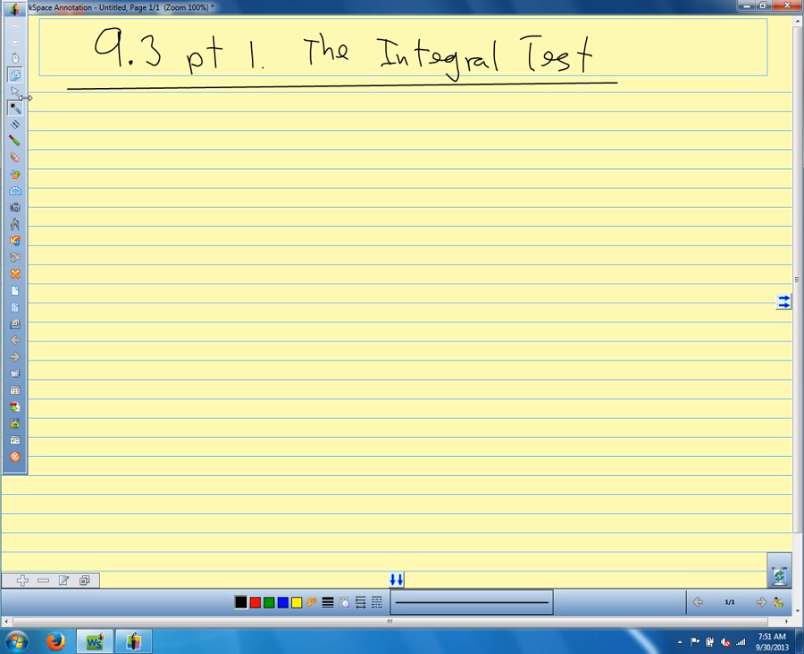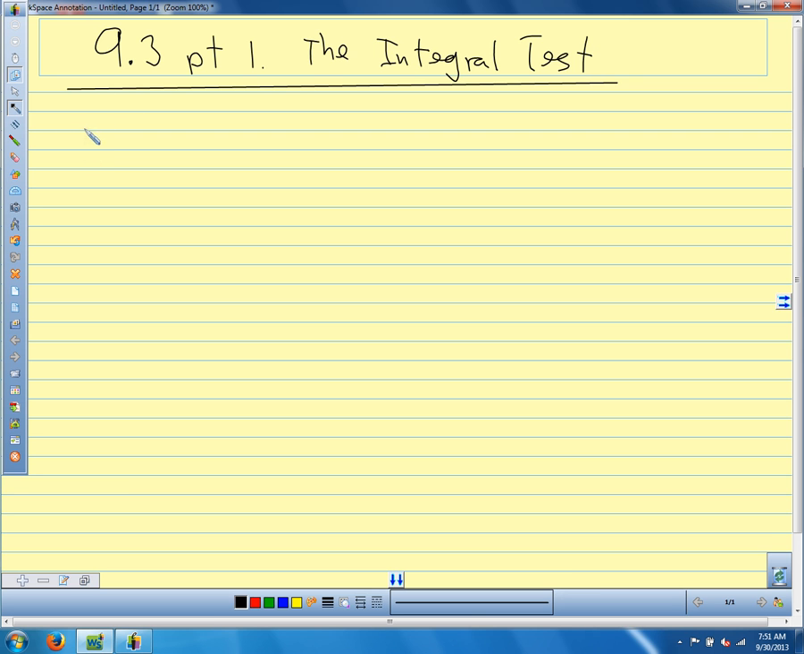So what we're going to talk about today is just one particular test, the integral test. We'll state the integral test, I'll outline how the proof works, though we're not going to go through the proof, and then we'll talk about it a little bit.